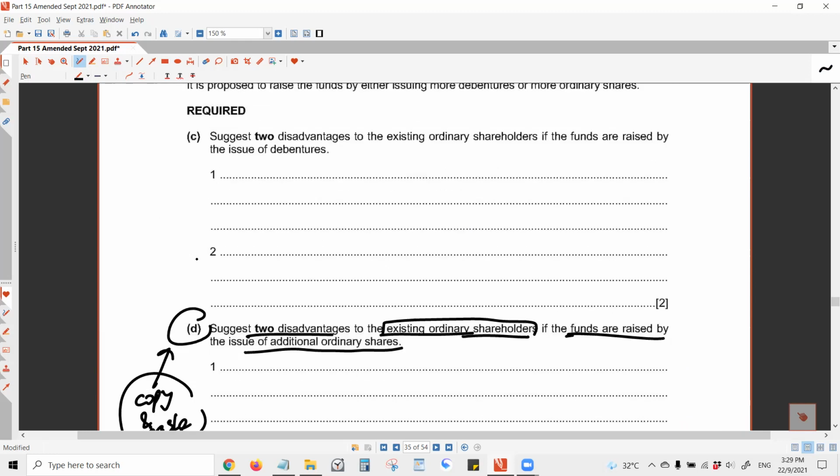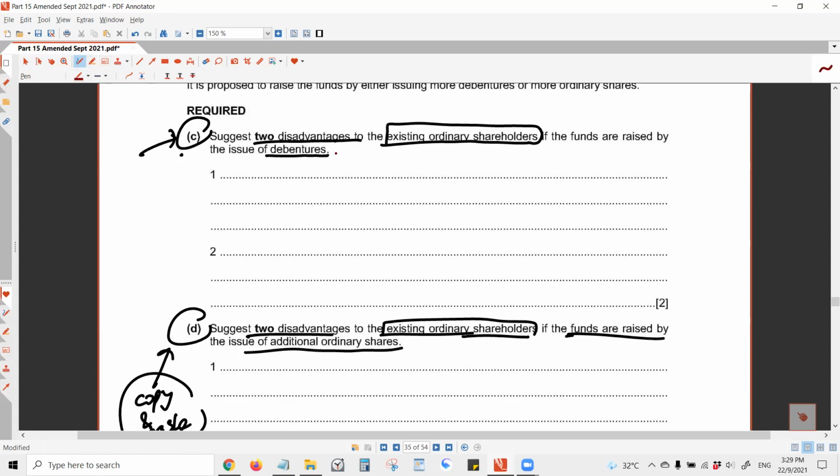Now, next, I want to do this with you. Question C. Okay, this is between existing ordinary shareholders and debentures. Earlier, you saw questions about a situation between ordinary shareholders and preference shares. Another one is between ordinary shares and existing ordinary shareholders. Now we look at something between ordinary shareholders and debentures. This is a different question. So, two disadvantages to the existing ordinary shareholders.